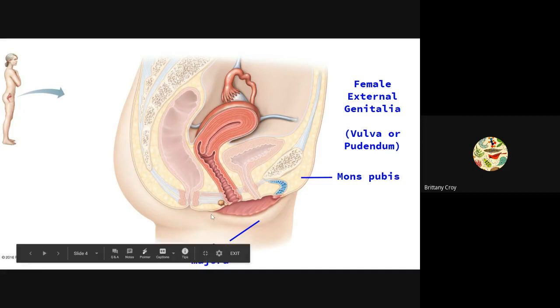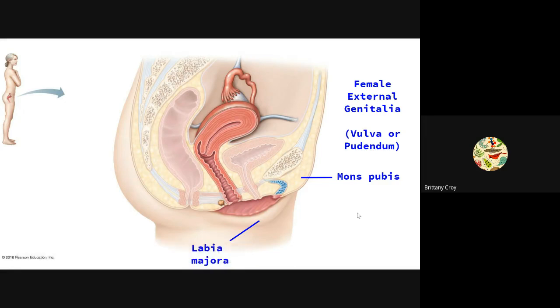Then down here, this outer fold of skin is called the labia majora, or like major lip, large lips. And this is basically a fold of skin that also contains fatty tissue, and it kind of covers up the vagina and protects it a little bit. And this labia majora would also be covered in hair after puberty. And then internal to the labia majora is the labia minora, or little lips, and this is just another skin fold, but this one does not have any hair on it.